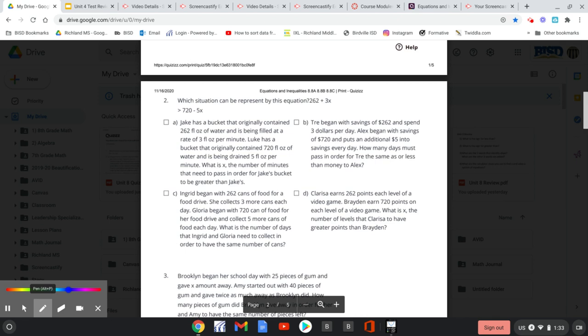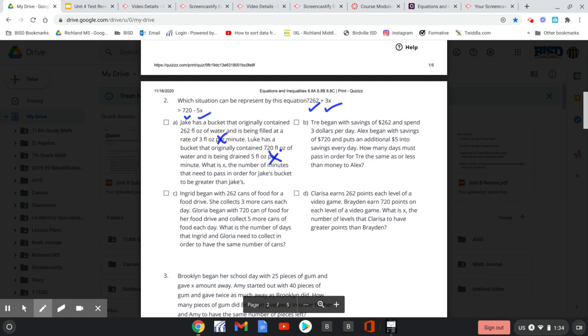So we have Jake, and he started with a bucket that contained 262 fluid ounces of water. Okay, that's perfect. It started at 262, so that works. It's being filled at a rate of 3 ounces per minute. That's our 3x. That looks great. Luke has a bucket that starts at 720 fluid ounces, and it is being drained at 5 ounces per minute. Perfect.